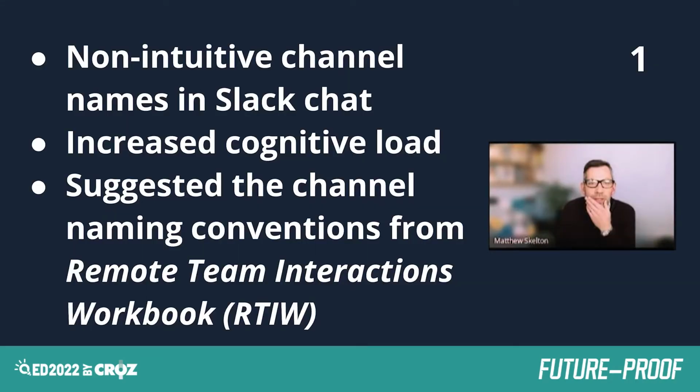Pause. What's happening here? The channel names in Slack chat were not intuitive, making it difficult for the person in the Streamline team to find the right channel for the database provisioning team. This is an example of where poor design of the online space adds to team cognitive load. Luckily, the engineer had read the Remote Team Interactions workbook and so suggested that the channel be renamed based on the naming conventions in the workbook.